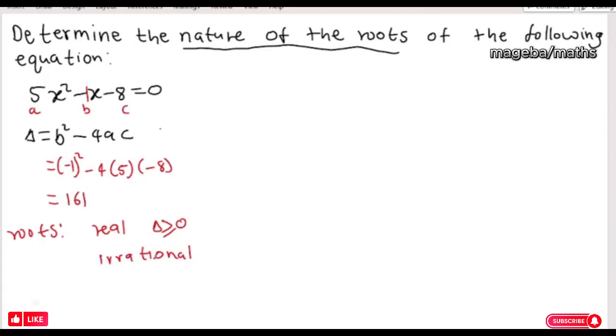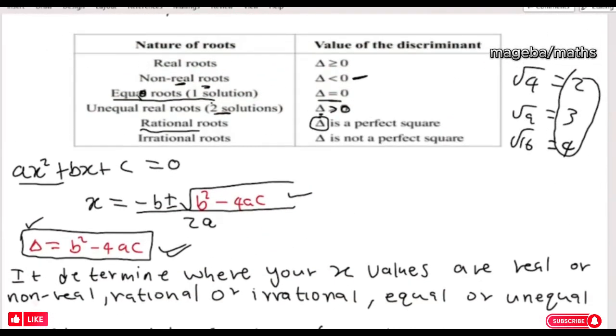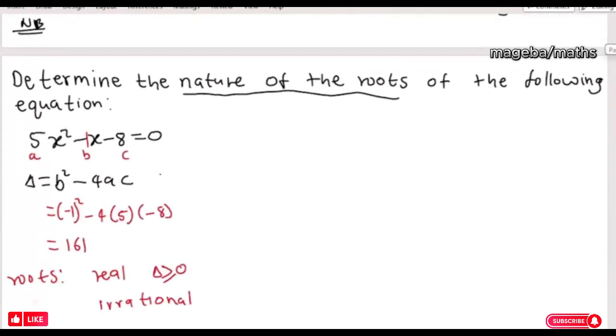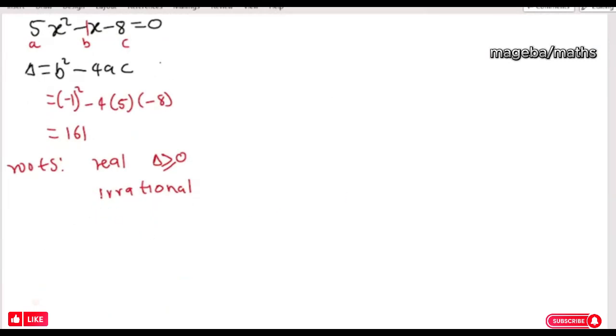Now, are the roots equal or non-equal? Remember, if the roots are equal, our delta has to give us 0. This is not equal to 0, meaning our roots here are non-equal. I hope you can understand that one. I hope we are on the same page, because this is very important.